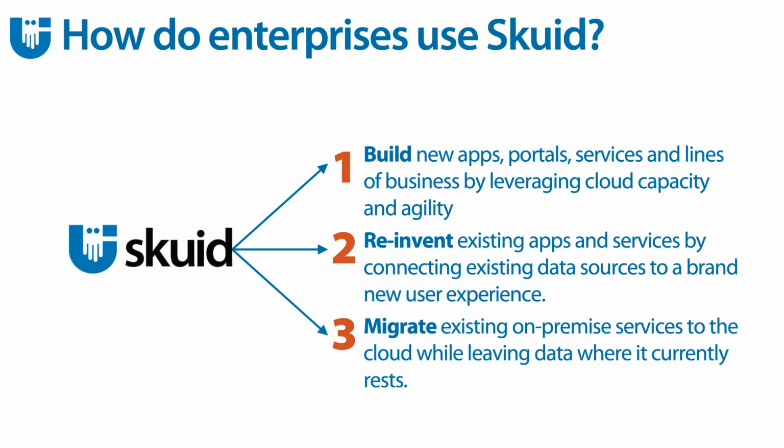Our customers typically use Squid in three main ways. First of all, they use Squid to deliver new applications, both internally and externally, to deliver things like new products, business lines, services, and processes. And Squid allows them to innovate and deliver to market very, very quickly. Secondly, customers use Squid to reinvent existing applications, re-engineering and reinvigorating their business systems through a completely new user experience. And thirdly, our customers use Squid to migrate existing applications from on-premise into the cloud.